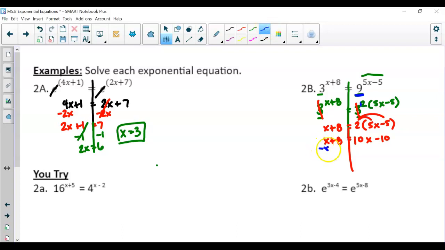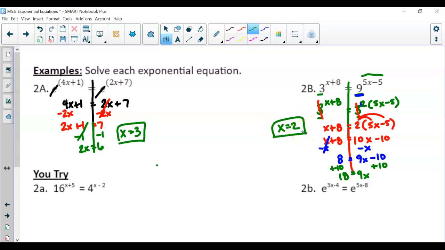So I'm going to go ahead and subtract x from both sides. And I've got 8 is equal to 9x minus 10. Now we're just solving our two-step. Add 10 here to both sides. You've got 18 is equal to 9x. Divide by 9, you get x is equal to 2.